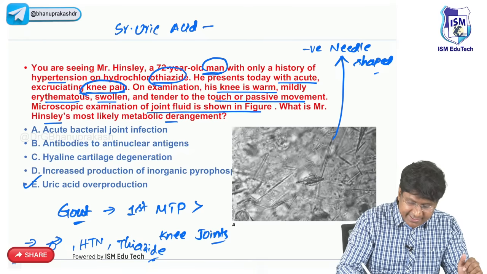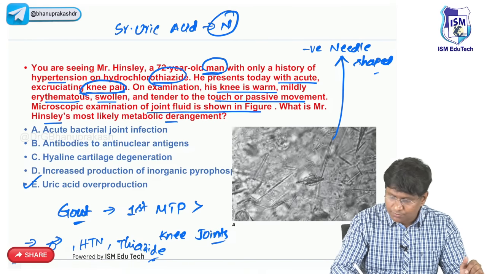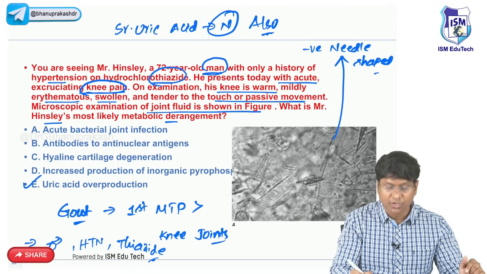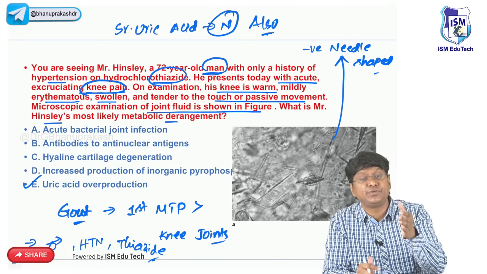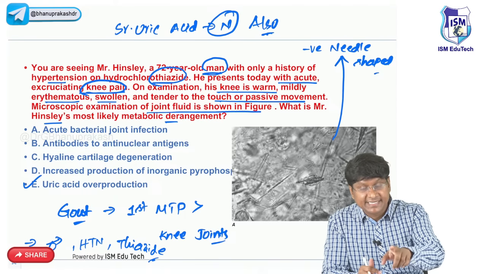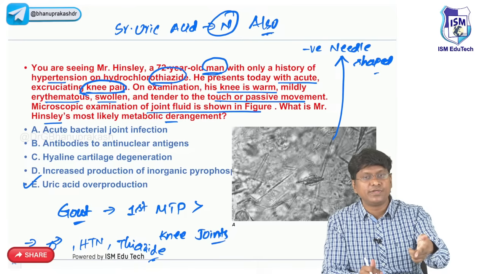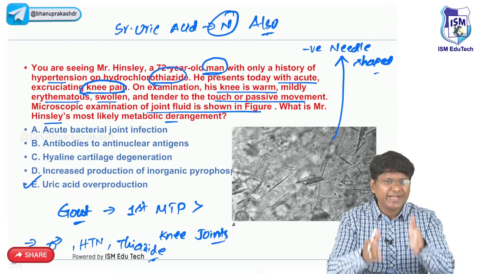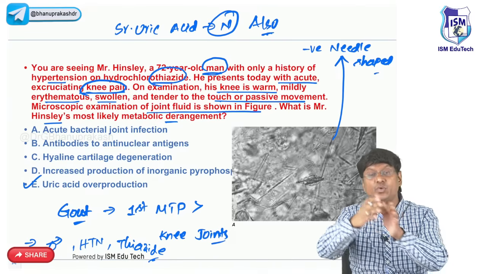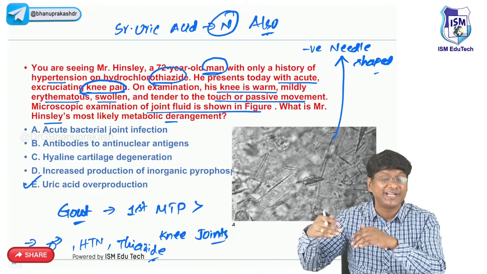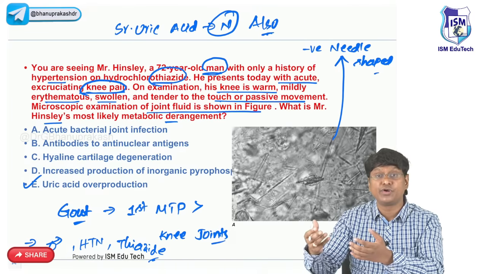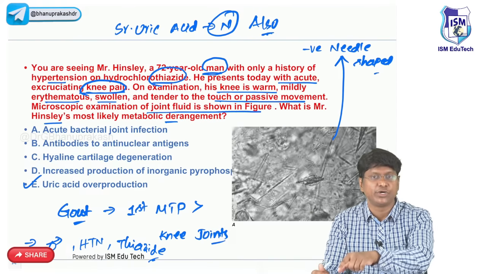The serum uric acid, it may be normal also, right? It may be normal also. When can you have the serum uric acid being normal? That is, in acute forms of gouty arthritis, the urate which is present within the serum will go and accumulate within the joint in the form of urate crystals. That is monosodium urate crystals within the joint.